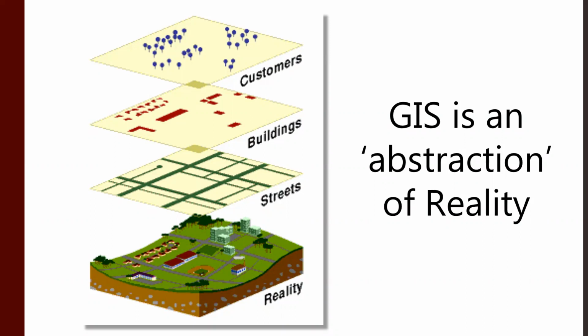And the more aware you are of what choices you can make, what choices you can't make, the more aware you are of how those choices are going to influence what people think about or what people do with your mapped information, the better your map products and your GIS work and so on will be.